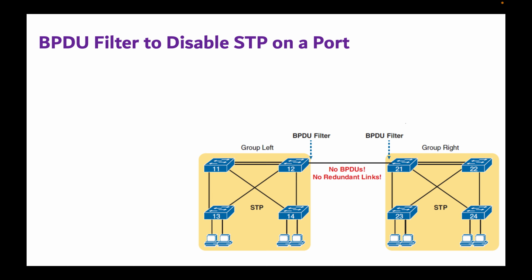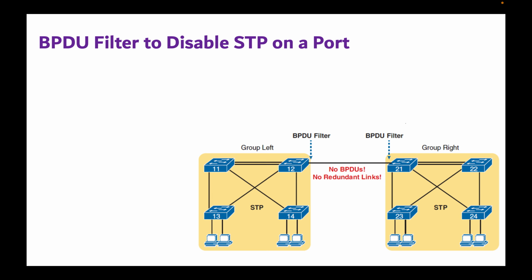So the BPDU filter feature can be configured to enable a completely different style of logic. However, when enabled with an interface subcommand, the previous one we enabled globally, right? This one you can enable under the interface. It does just what the name says. It filters all the BPDUs on that port, both outgoing and incoming.